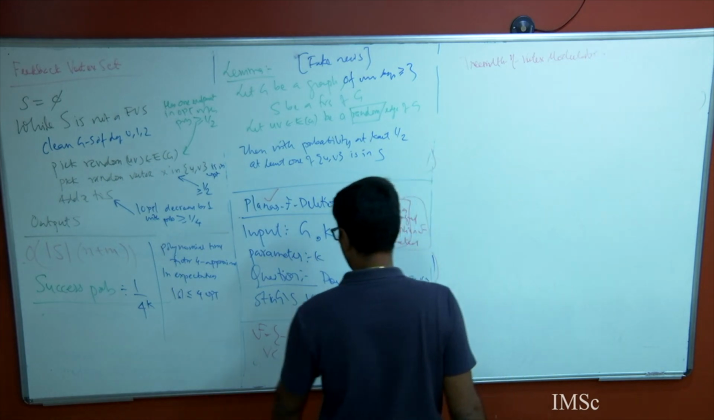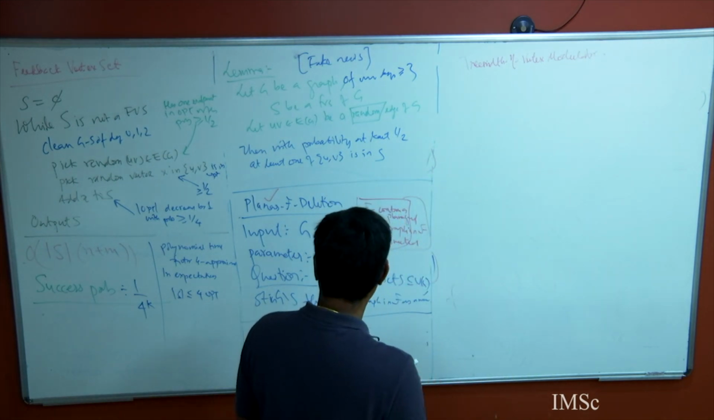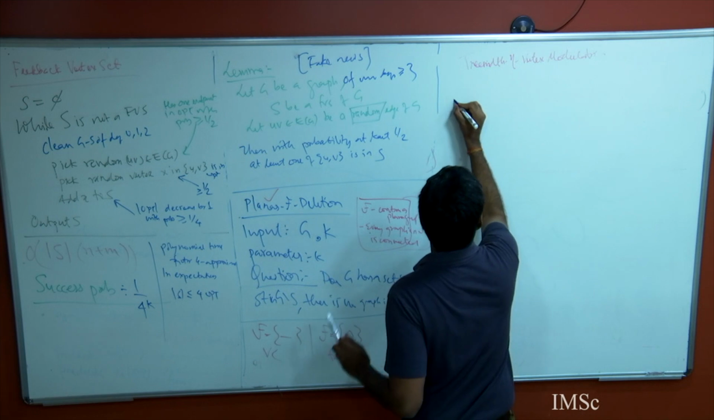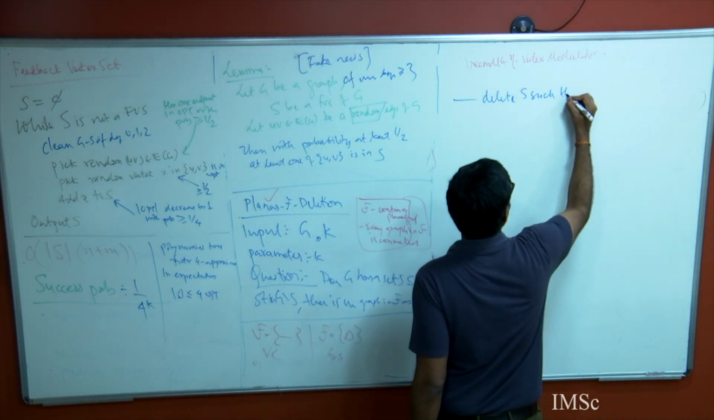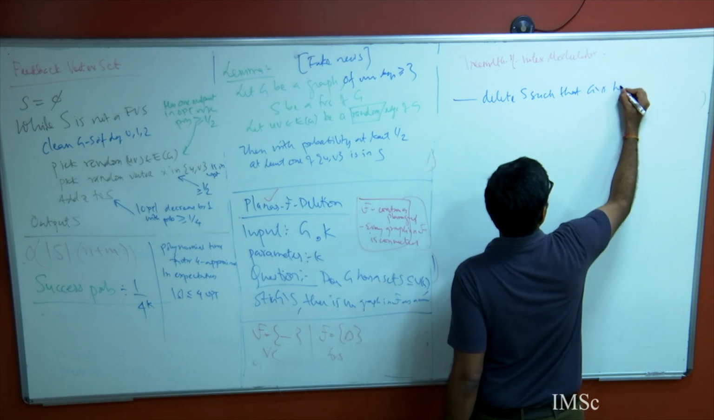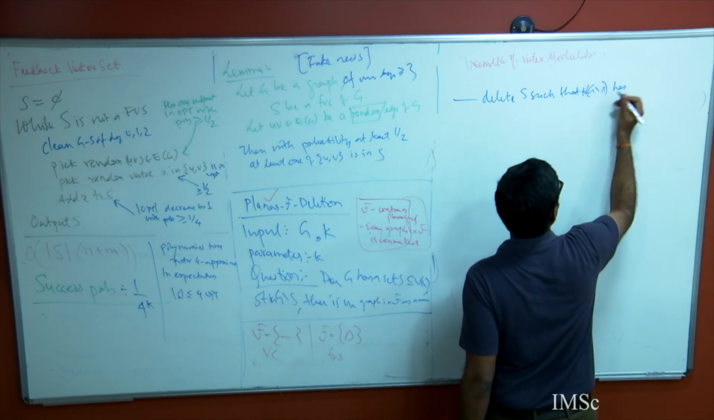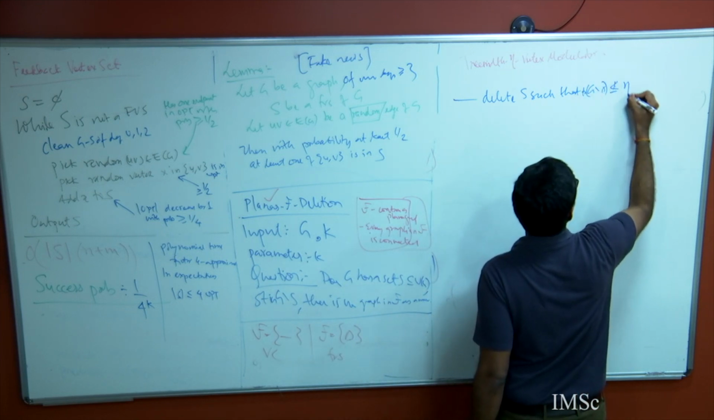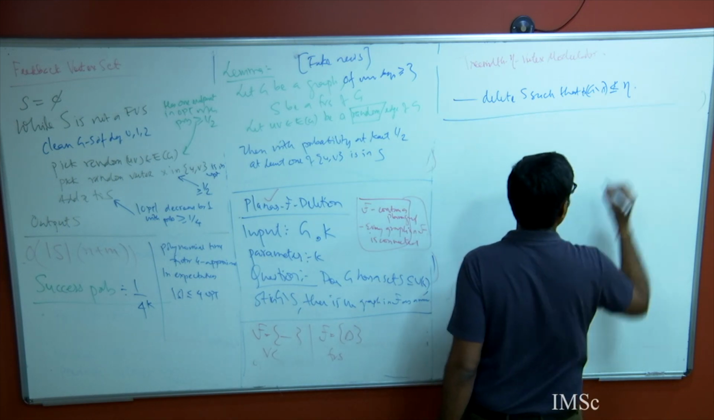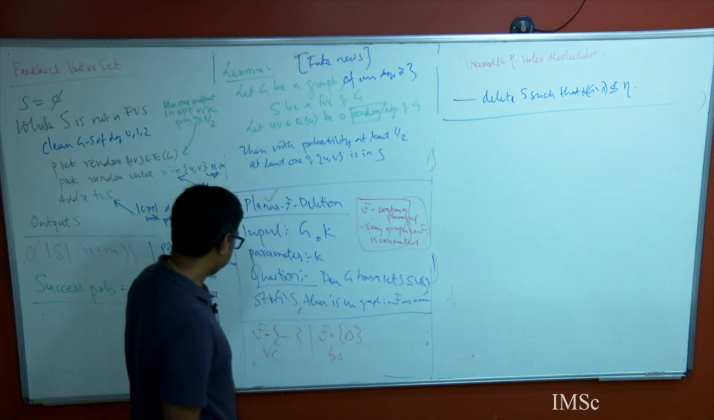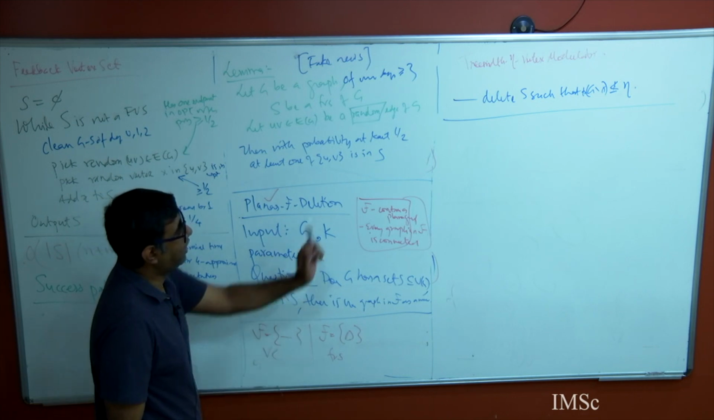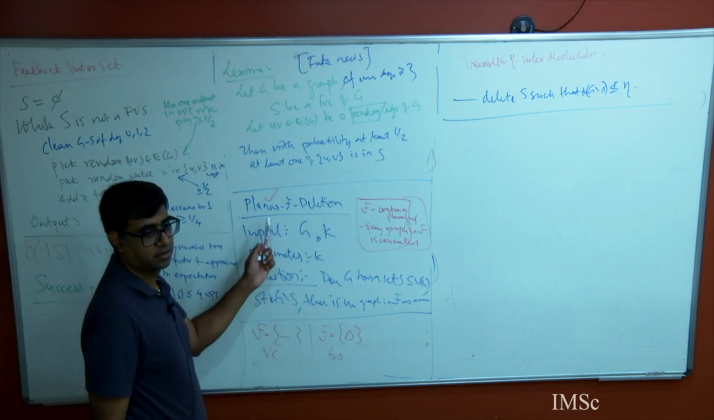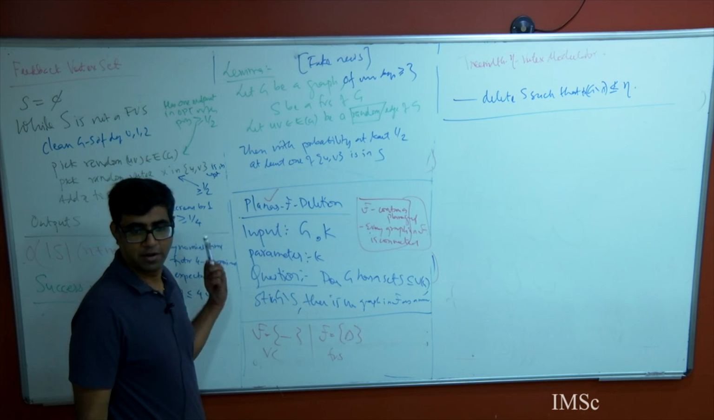So what is my goal here? My goal is to delete S such that G minus S has treewidth at most eta. First of all, as I told you, why is the treewidth-eta vertex modulator an example of planar F-deletion?